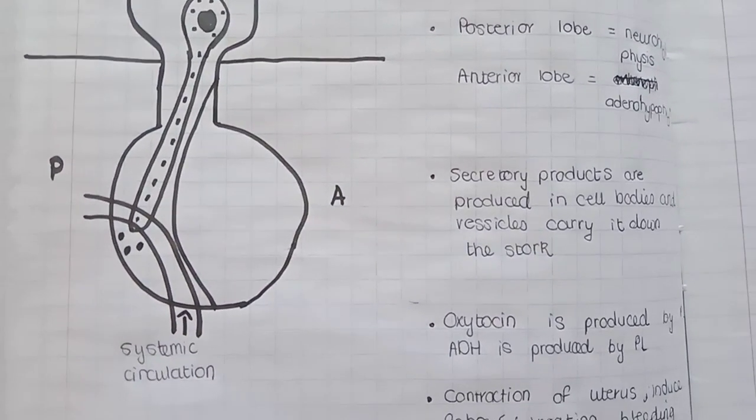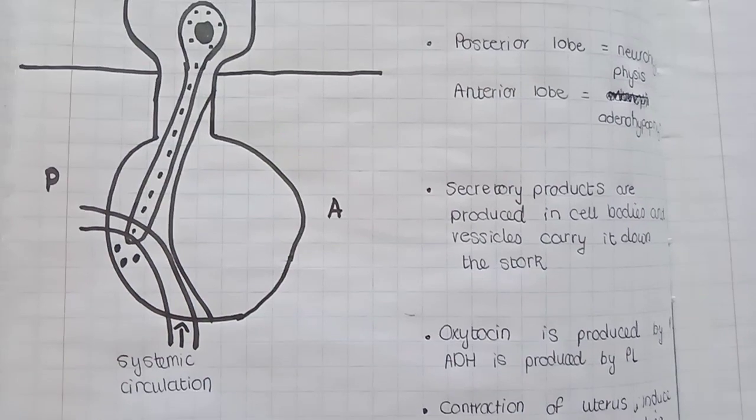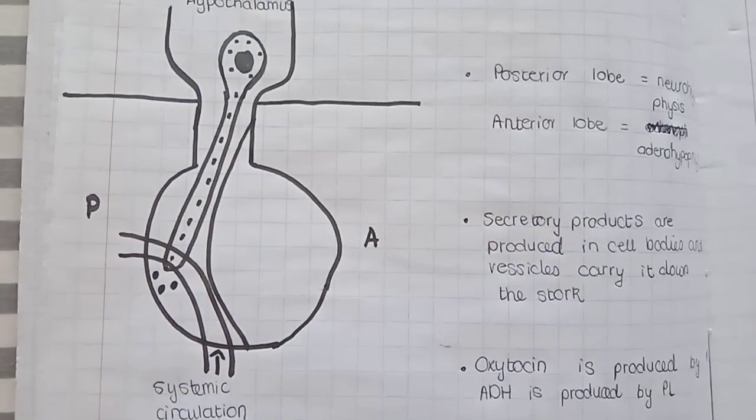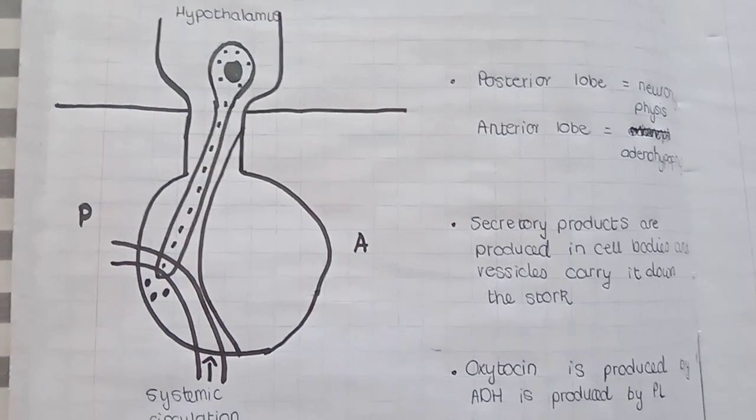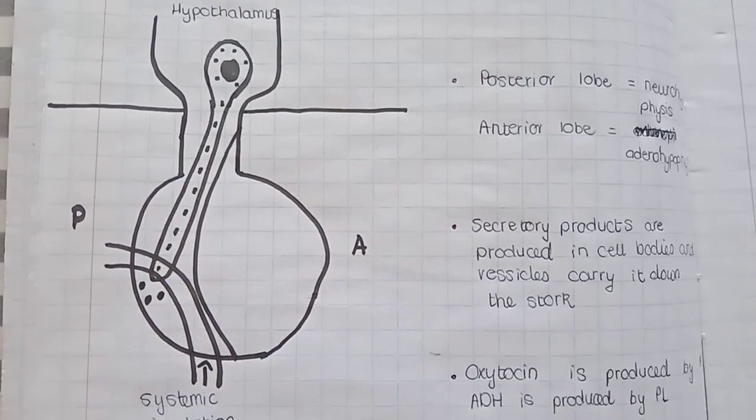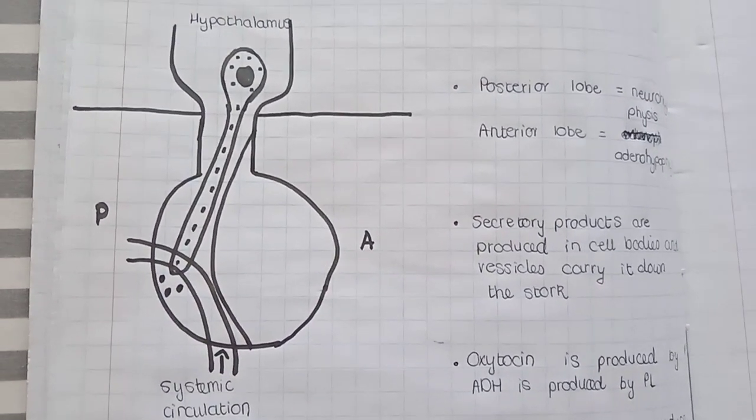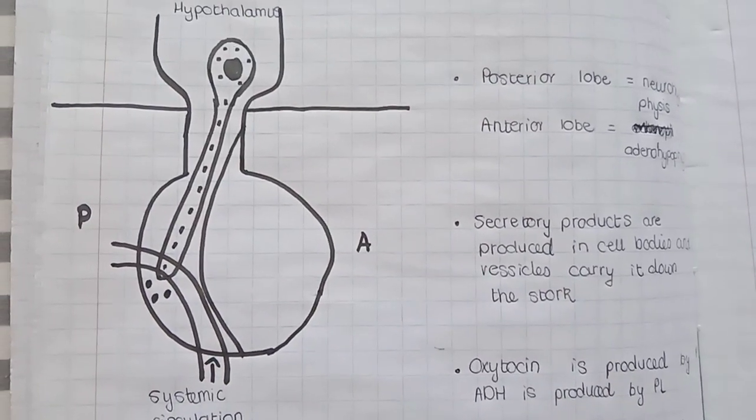Oxytocin can also be used to induce labor. Doctors can inject women with oxytocin to induce the labor. Hence, the uterine walls will contract and the woman can easily give birth to her baby.